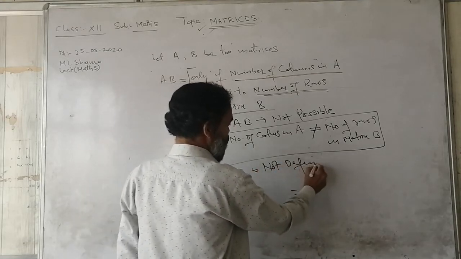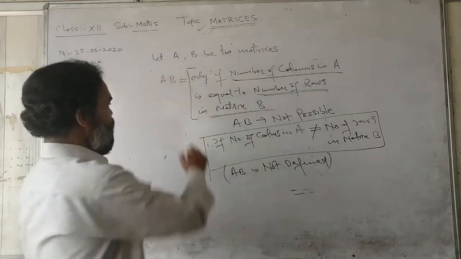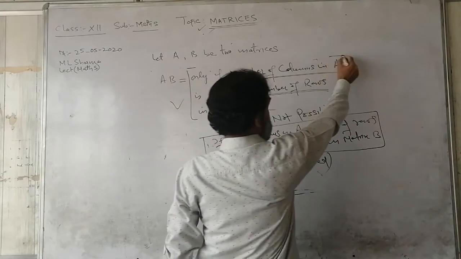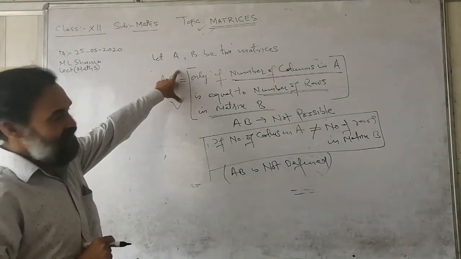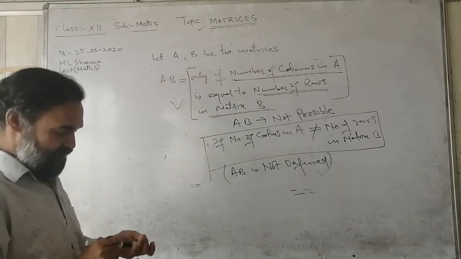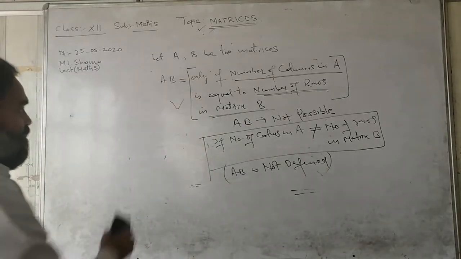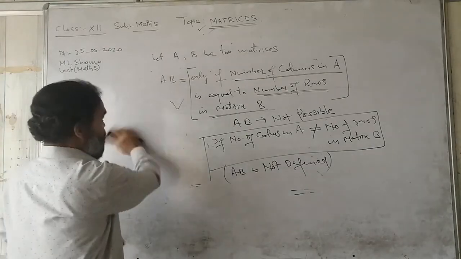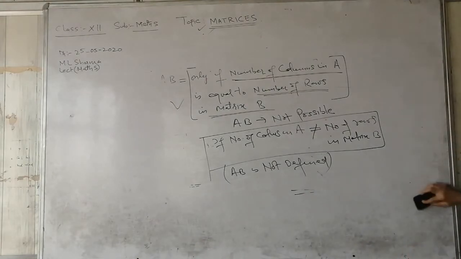So for AB to be defined, this condition should be satisfied. In this case, we can multiply. In this case, we cannot multiply. So after this, some exercise questions from exercise 3.2.